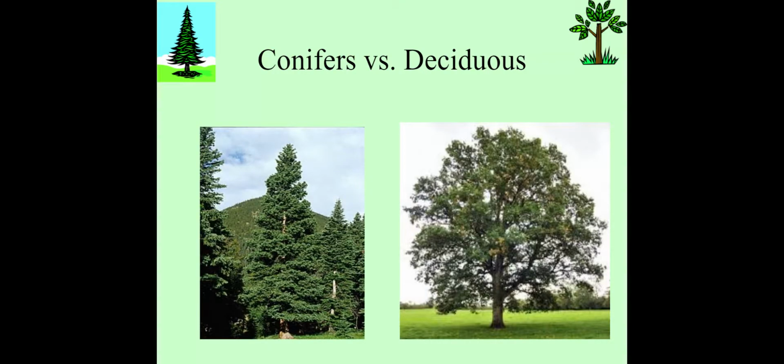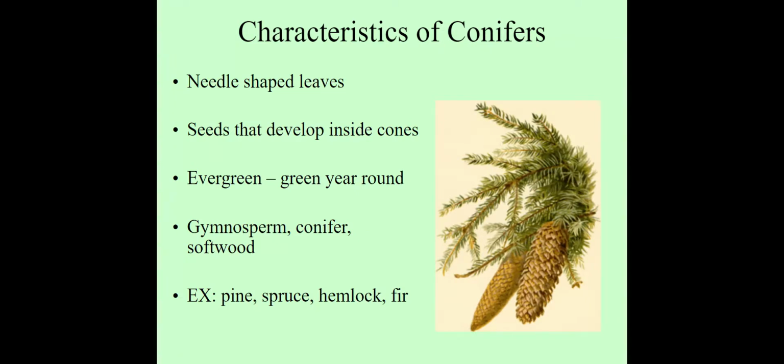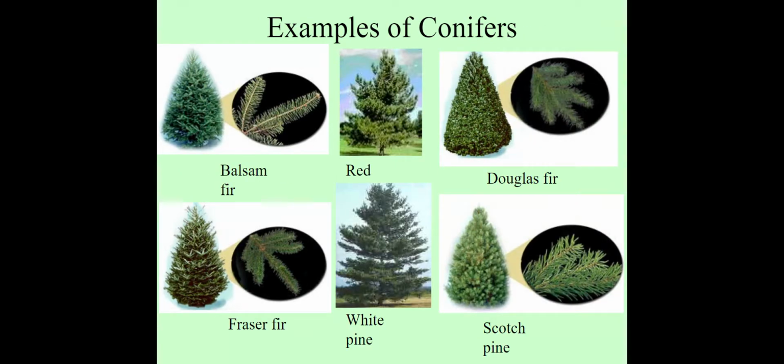Coniferous versus deciduous trees. Your conifer trees are cone bearing and they have needles. Your deciduous trees have broad, flat leaves, and they drop every year in a very appropriate season named fall. Conifers have needles, and seeds that develop inside cones. They're evergreen year round, otherwise known as gymnosperms, conifers, softwoods, and you have trees like pine, spruce, hemlock, and firs. Here are your typical Christmas trees, your Douglas fir, Fraser fir, Scotch pines.